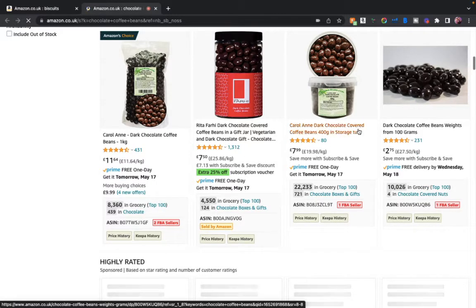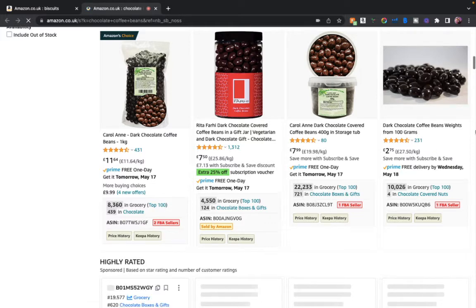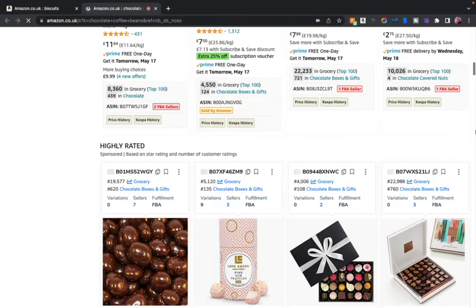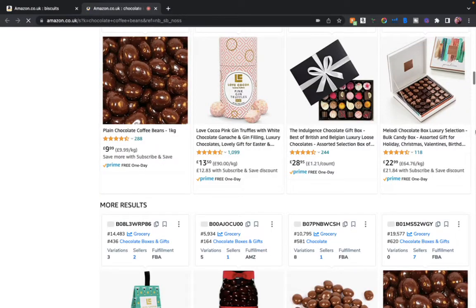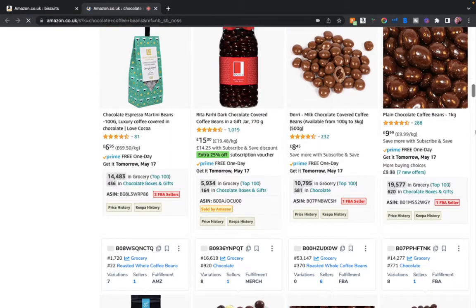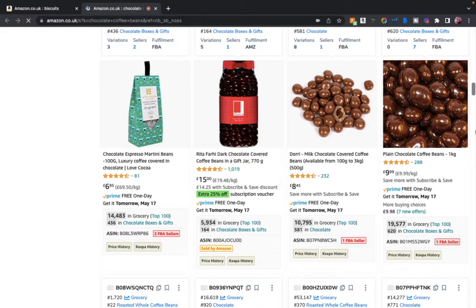For example, this 400 grams in a storage tub here. You could actually find a supplier for chocolate coffee beans, decant them, obviously meeting health and safety standards, for example. This is just an example. And then you could start to sell them as individual products. Now, it's things like this that make it really straightforward to actually go ahead and create products with ease. A lot of people think that you have to import loads of stuff from China and stuff like that, and it's just not the case.